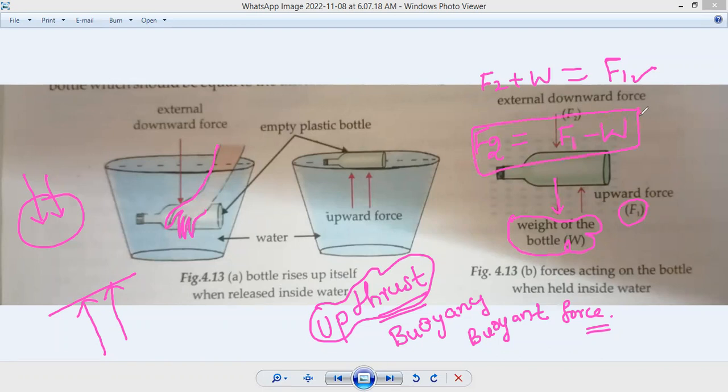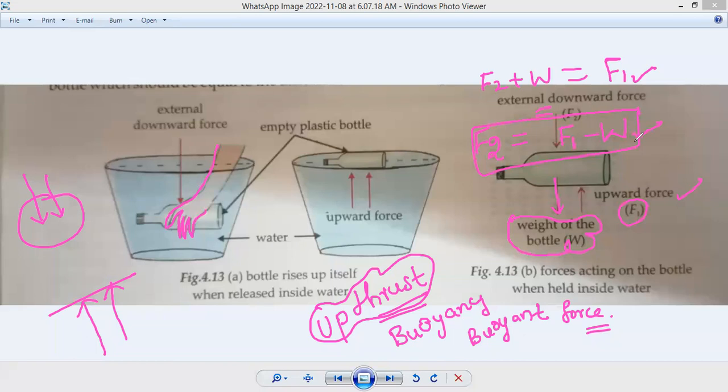Can I find it? Yes. So F2 means what? All of you should tell me. F2 means what? External force applied in downward direction, which is equal to F1. What do you mean by F1? Upward pressure, buoyancy force, or we can say upward force minus W.